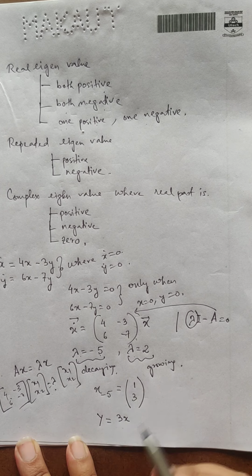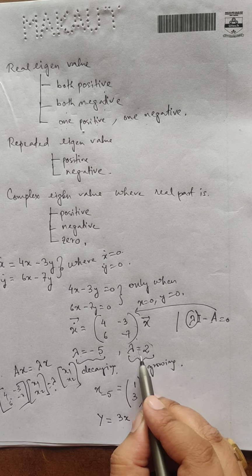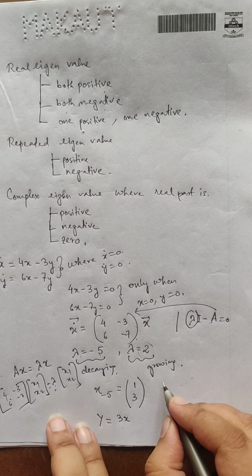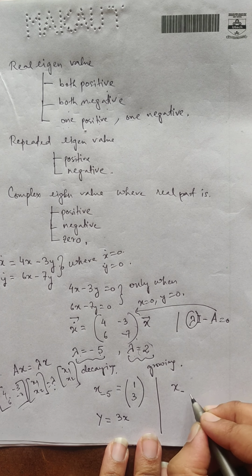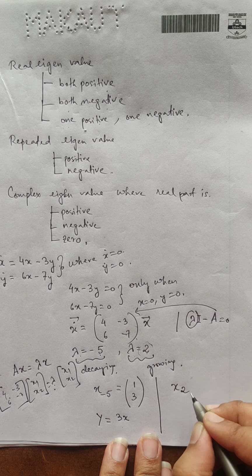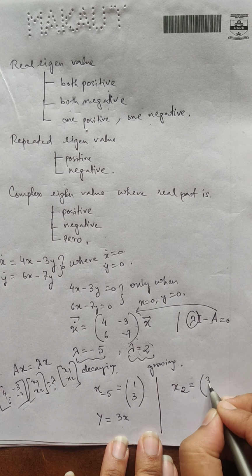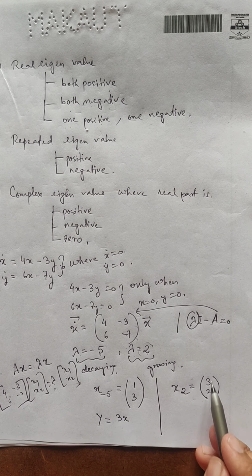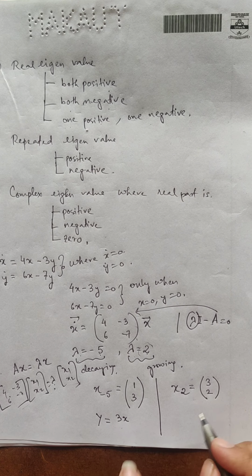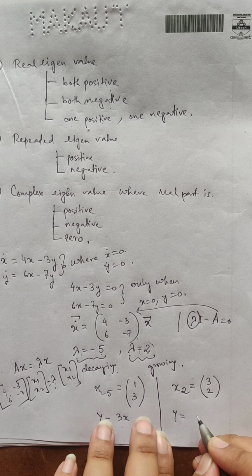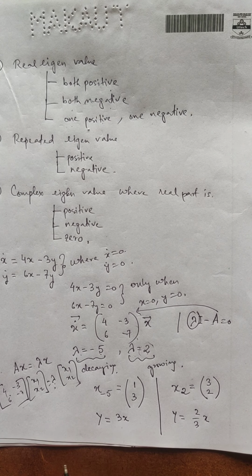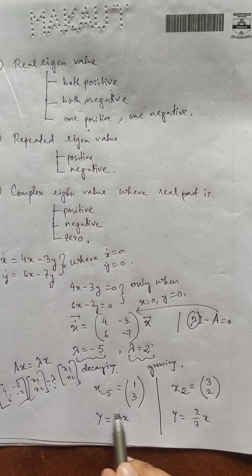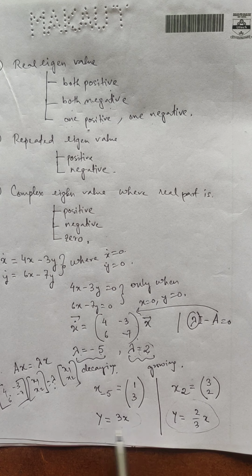Secondly, using the same method, if I put the value lambda equals 2 here, I will get another eigenvector, which for the value of 2 is 3 and 2. These two will be my x1, x2, 3 and 2. So this will also create a straight line equation, y equal to 2 by 3 of x. So what do we see here? We are getting two straight line equations.